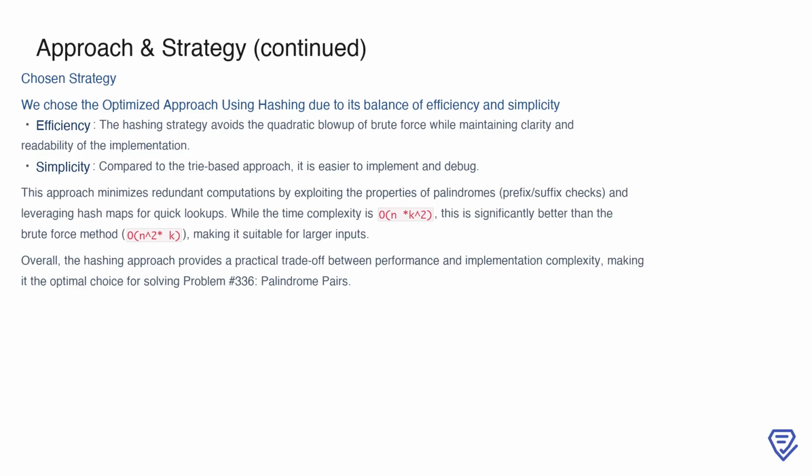By focusing on the properties of palindromes and leveraging hash maps for quick lookups, this approach minimizes unnecessary work and handles larger inputs effectively. Its overall time complexity of O(n*k squared) is a significant improvement over the brute force method's O(n²k). This makes the hashing strategy both practical and performant, offering a robust solution to the palindrome pairs problem.